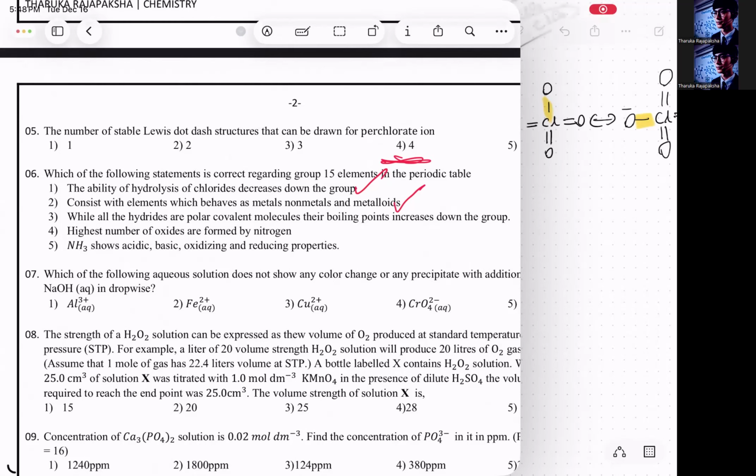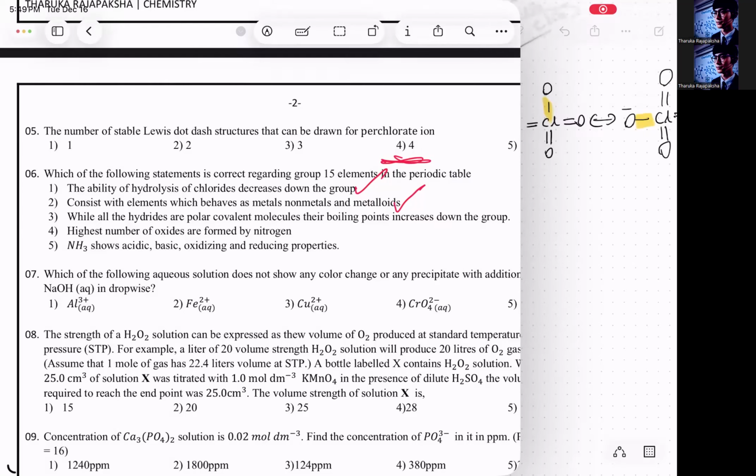I think there's an issue with the question. Give me a second. Okay, there's a problem with the question, people. Here it should be incorrect. Which of the following statements is incorrect regarding group 15 elements?